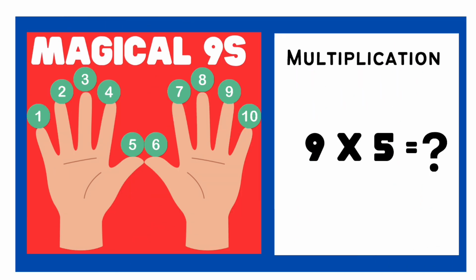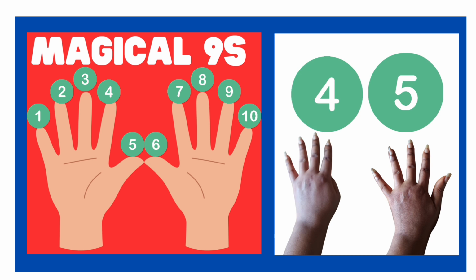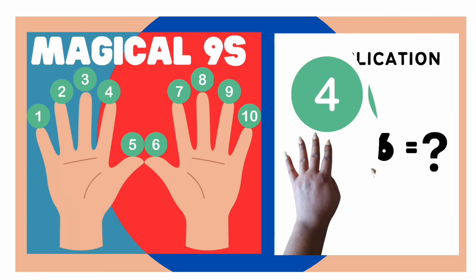9 times 5. Now let's hide our fifth finger. How many fingers do we have before finger 5? 4. How many fingers do we have after finger 5? 5. 9 times 5 is 45.